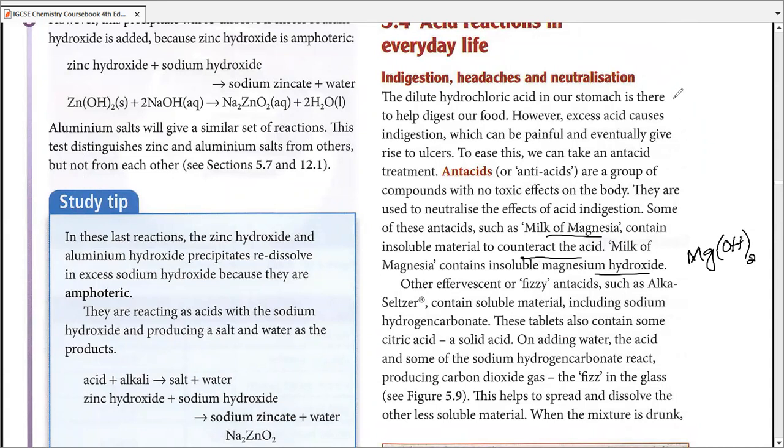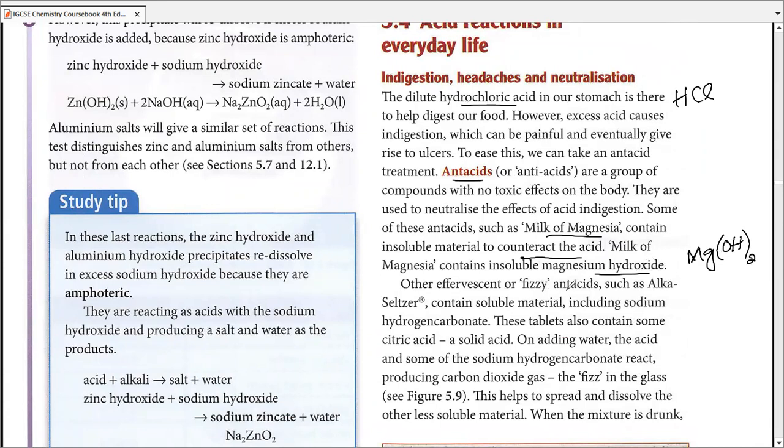I usually ask my students to keep writing the formulas of any acids or antacids or alkalis that we are going to go through in this topic. So whenever they ask questions about these in MCQs and they don't use the names, you can always connect the names to the formula.